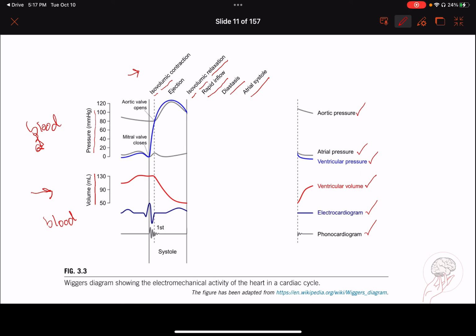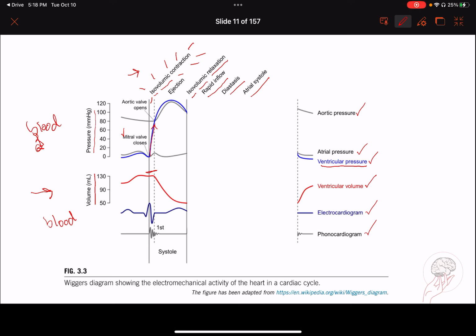So let's just look at the isovolumic contraction. We know that the volume isn't changing. If we look right here, the volume isn't changing. Okay, cool. So this happens when the mitral valve closes and no volume is changing, but we're contracting. So ventricular blood pressure is going up. Ventricular pressure.